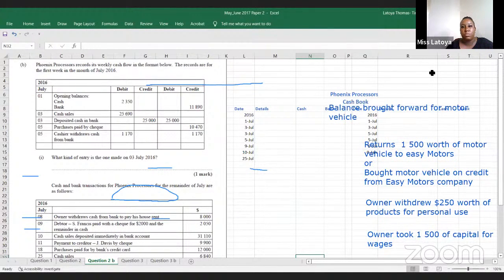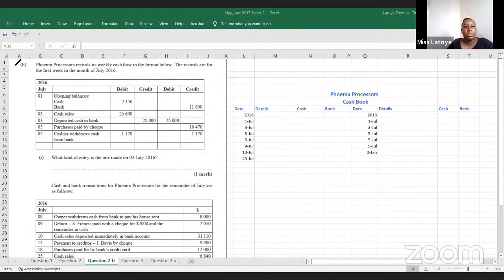Part B of this question reads, Phoenix Processors records its weekly cash flow in the format below. The records are for the first week in the month of July 2016. Okay, these are the debit and credit entries. What kind of entry is the one made on the 3rd of July 2016?